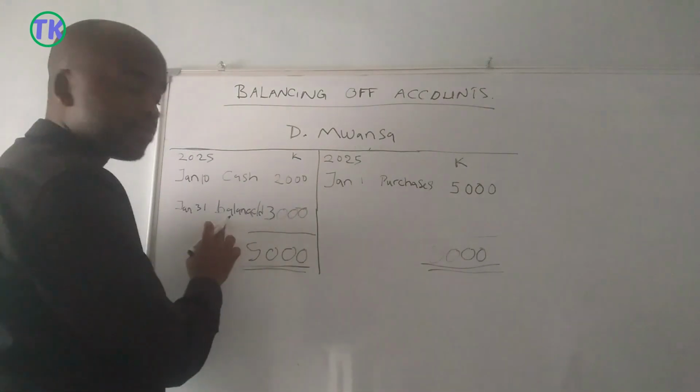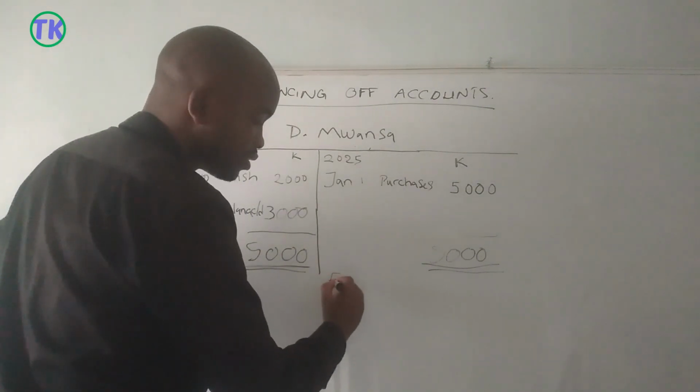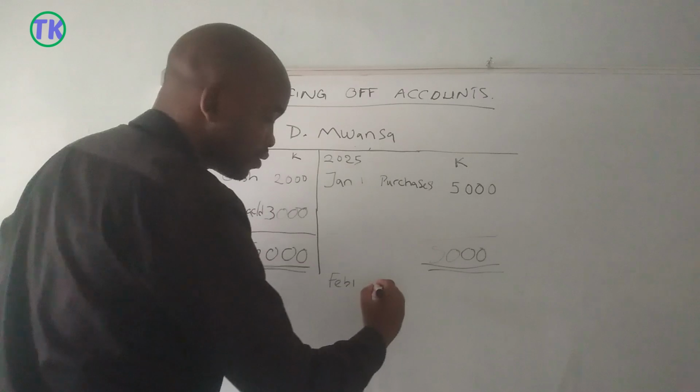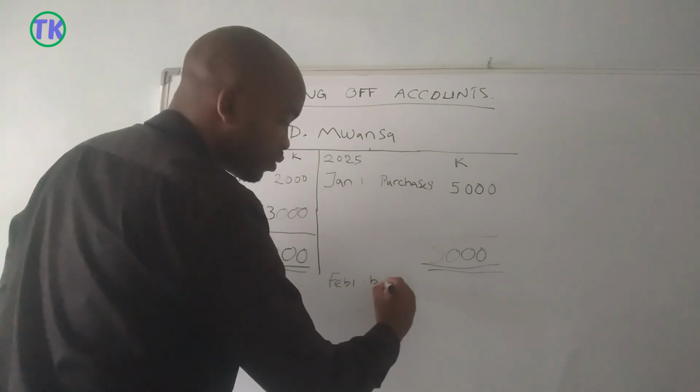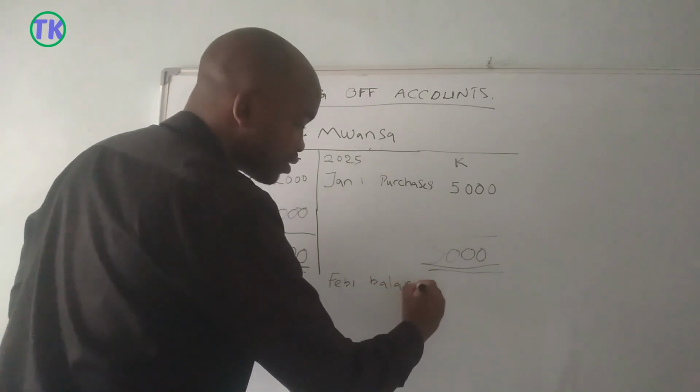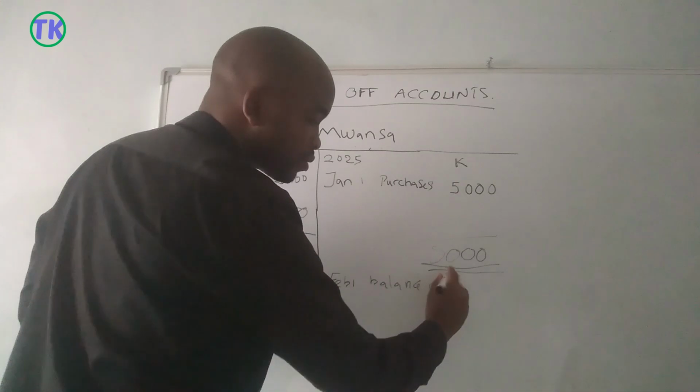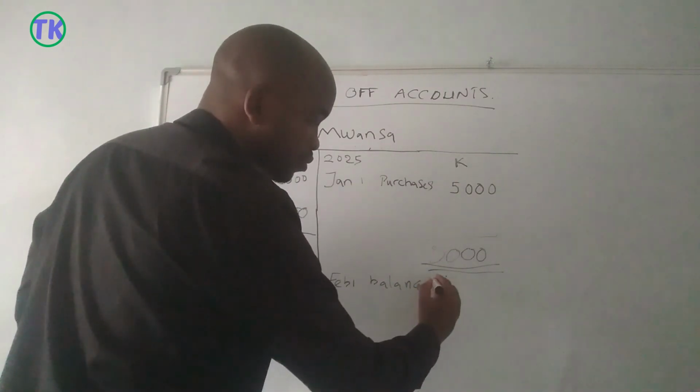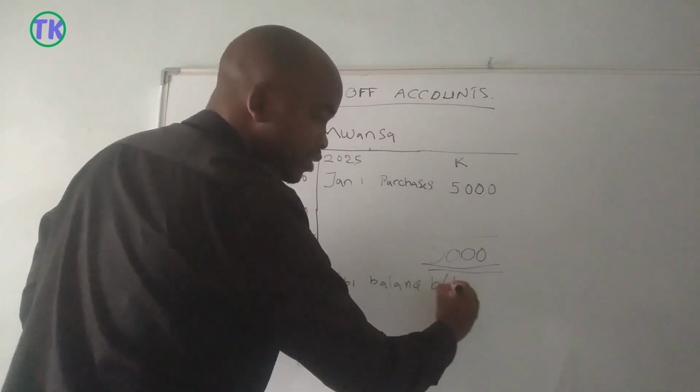Then we transfer this balance to the first day of the next accounting period, and this will be called the balance brought down, which is abbreviated as balance b/d.